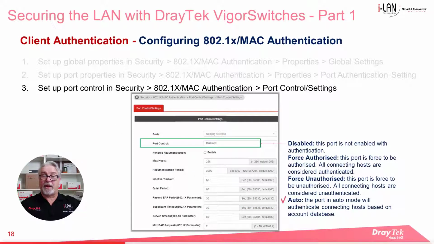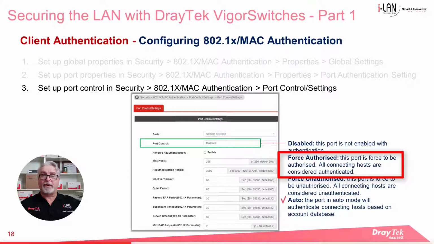The third step is to set up the port control settings. In the VigaSwitch menu, this is under Security, 802.1x MAC Authentication, Port Control Settings. The most important setting in this page is port control. There are 4 options here, which are Disabled, Force Authorized, Force Unauthorized, and Auto. By default, all ports have port control disabled.